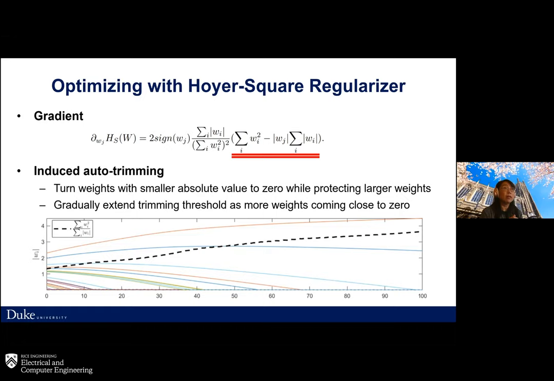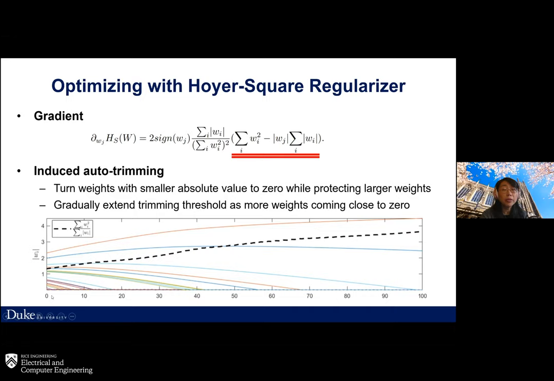Now, observing the gradient of the Hoyer-square regularizer with respect to each element in the weight matrices, we can derive an expression like this. Very important, I want to draw your attention to this subtraction term. This induces what we call the auto-training effect. I also have the bottom figure, which comes from experiments and shows how auto-training applies to the situation.